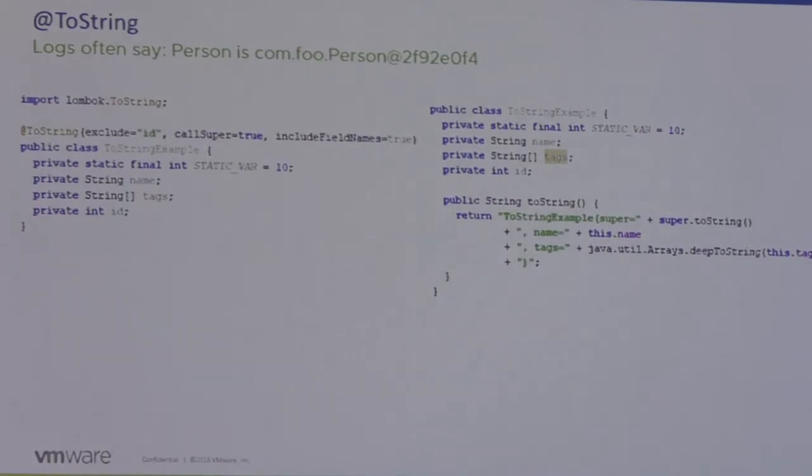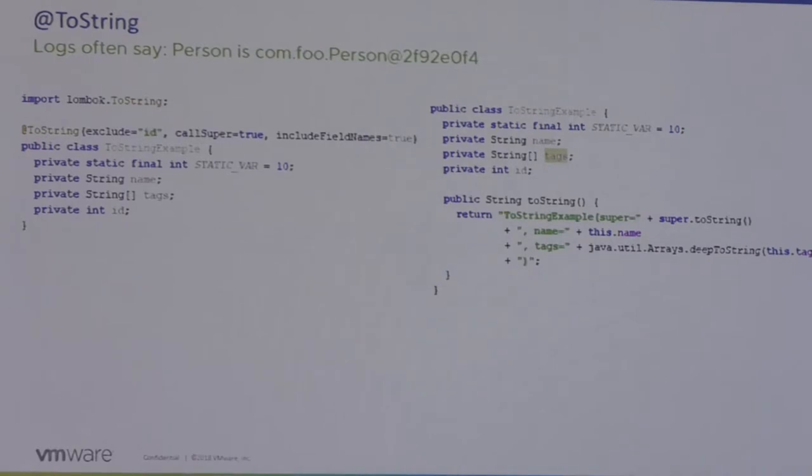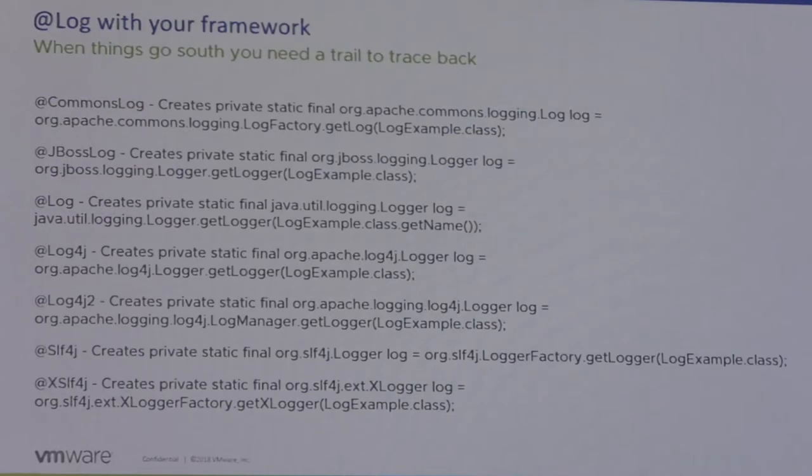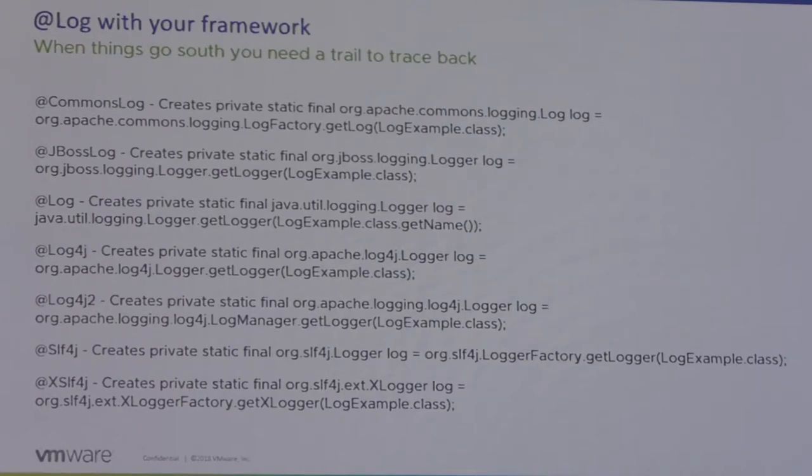That's automatically done. And talking about logs, many times you need to define your private static final variable for logging. And you can do that with a single annotation in the framework you want. If you use, for example, SLF4J, then you annotate your class with @Slf4j, and you have that variable. And then you can just call log.debug or log.info for whatever level you want.